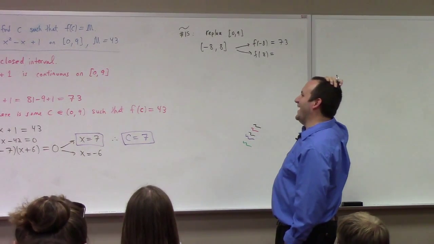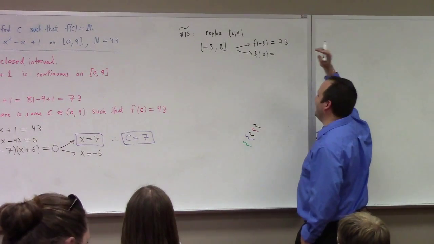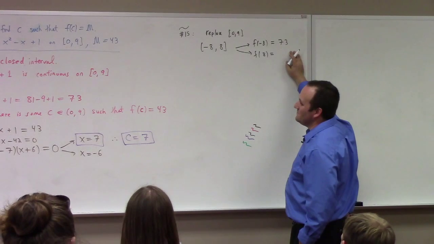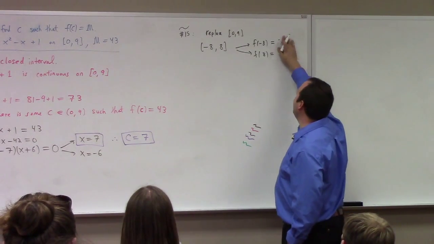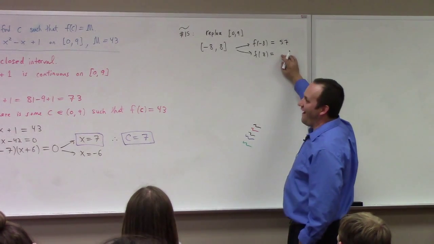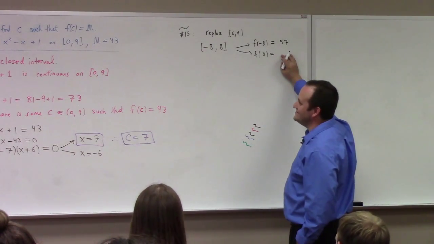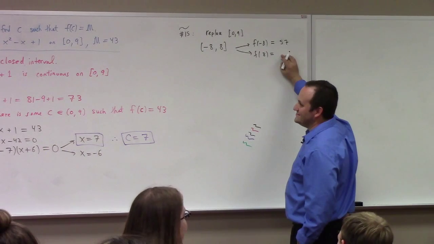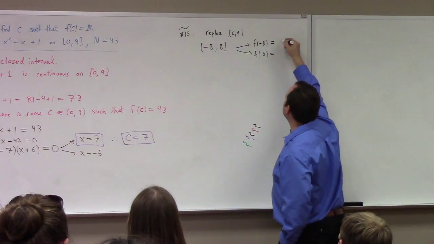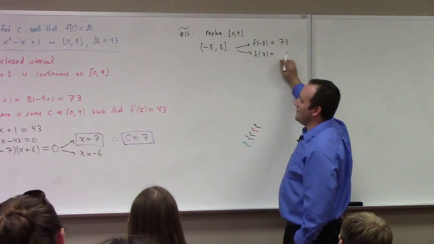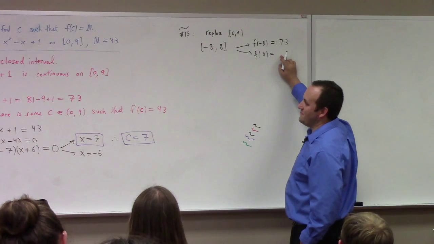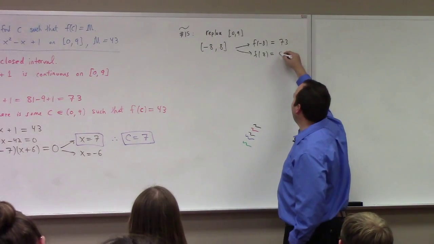64, 56, 57. What is it? I think it's 57. You think it's 57? Okay. And what's this? Wait, no, you would be right. It would be 73 because it was negative 8, and it was 57 for f of 8. Yeah, I apologize. And what's this one? Yeah, that's 57. 57, okay.